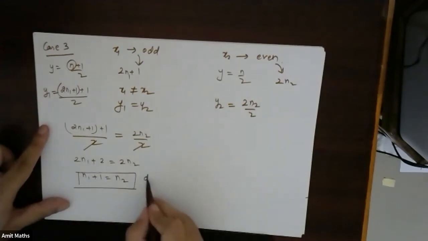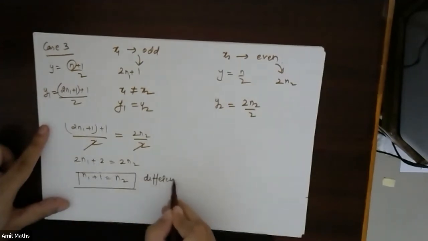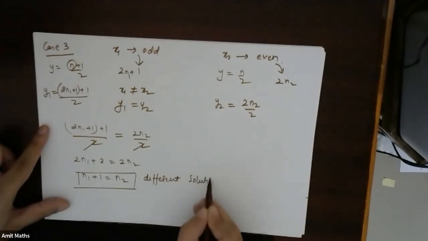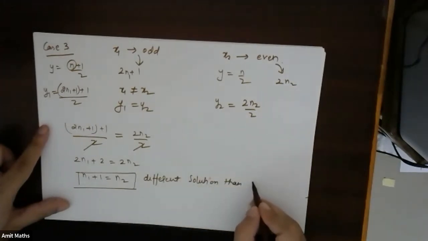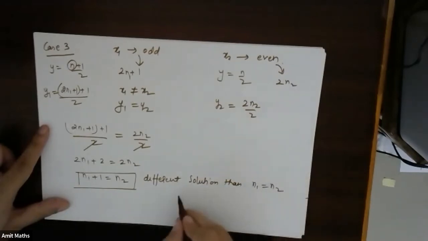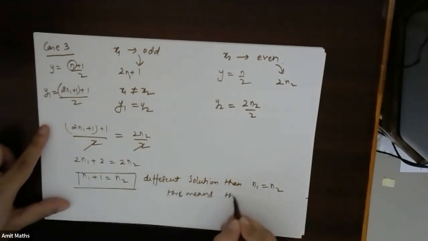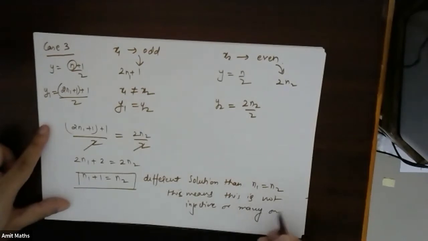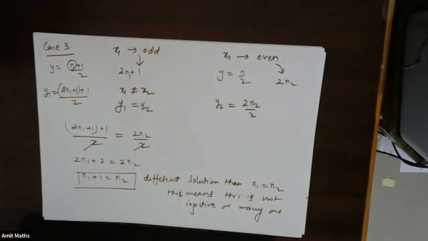This is a different solution than n1 is equal to n2. That means this is not injective, or many one.